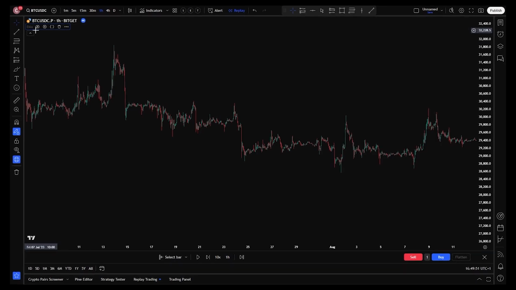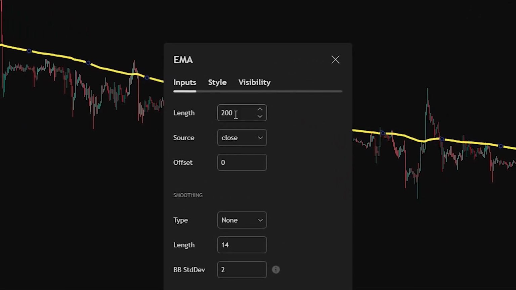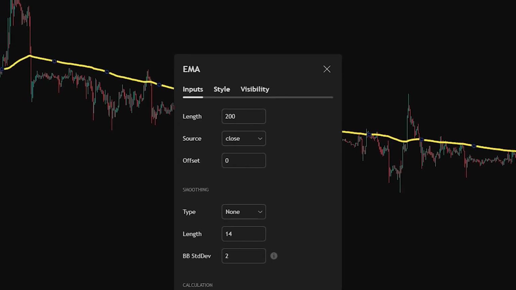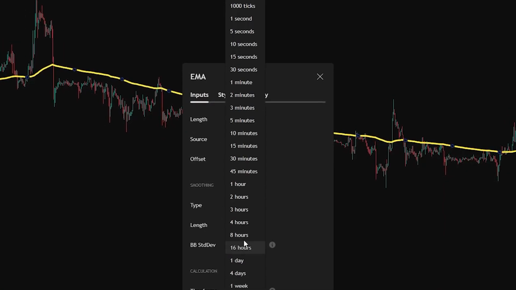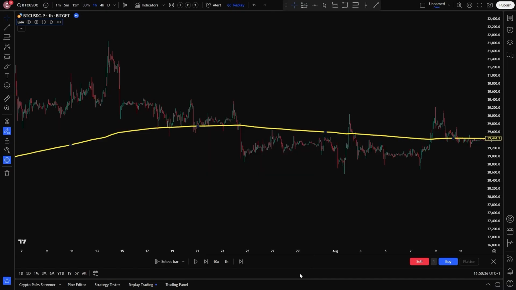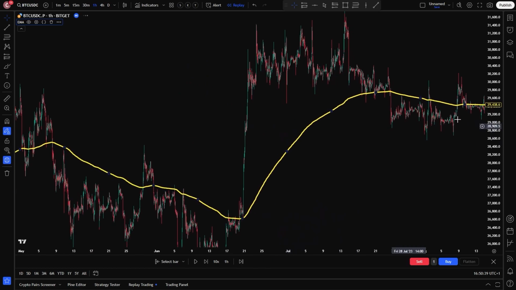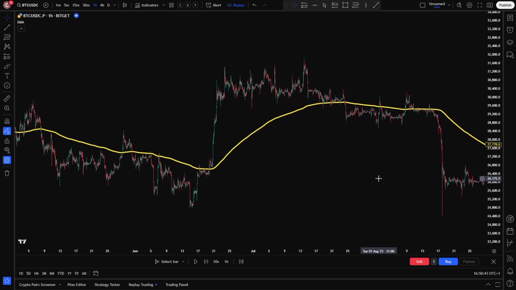I will show you a trick. Add the EMA to your chart. Set the length to 200. But we will change the time frame of the EMA to the next higher time frame, which would be the 4-hour time frame. This means we are still looking at 1-hour candles, but we'll see the 200 EMA of the 4-hour chart displayed on the 1-hour chart.